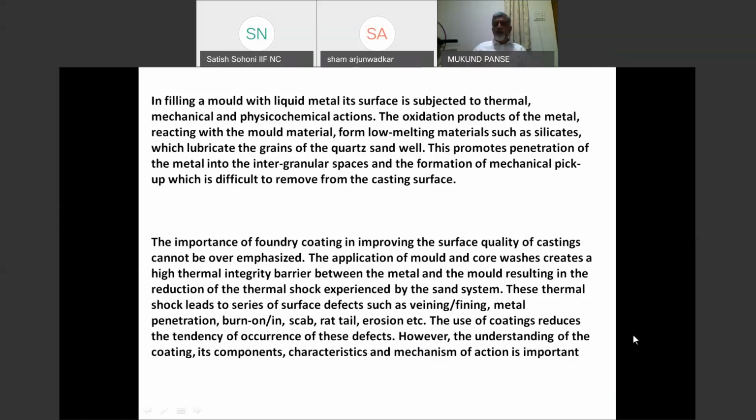The importance of foundry coating in improving surface quality cannot be overemphasized. It depends basically on the characteristics of the paint, and one has to choose the proper coating material. So what are the important characteristics of the coating material? We'll see.